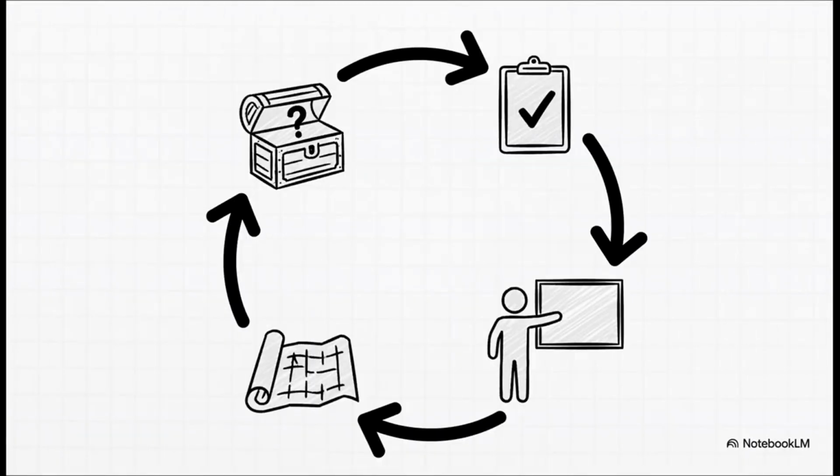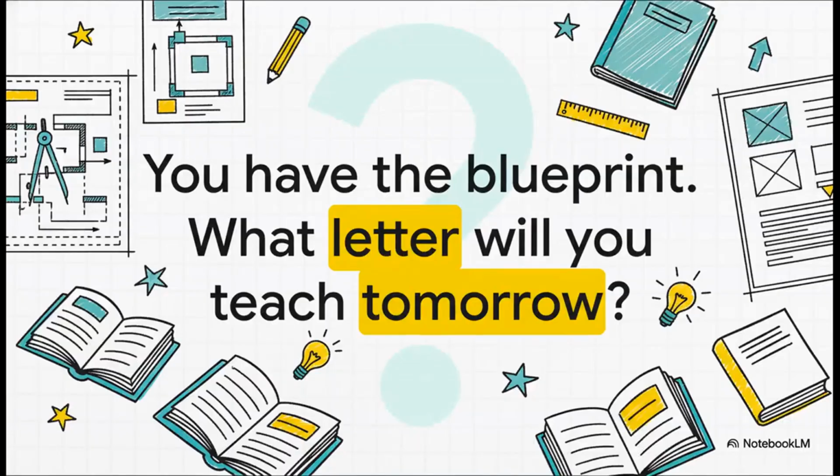So there you have it, our complete blueprint. We unpacked the standard to get clear on the goal. We planned with the evidence document. We taught using that explicit routine from the strategy card. And we assessed, making sure to align our findings right back to the evidence. Look, this isn't just theory. It's a practical, repeatable process you can use for excellent instruction, day in and day out. You have the blueprint now. So the only question left is, what letter are you going to teach tomorrow?